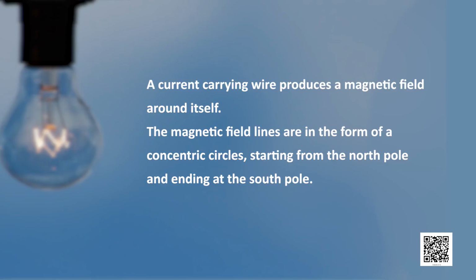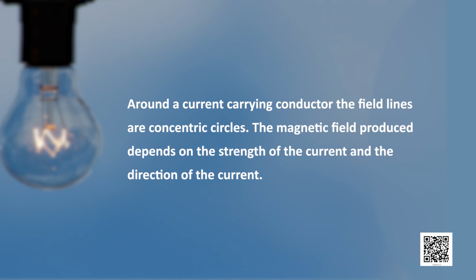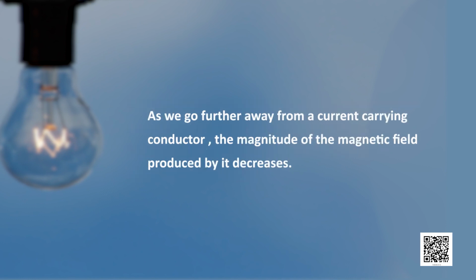So dear children, what have we learnt till now? A current carrying wire produces a magnetic field around itself. The magnetic field lines are in the form of concentric circles. Around a current carrying conductor, the field lines are concentric circles. The magnetic field produced depends on the strength of the current and the direction of the current. As we go further away from a current carrying conductor, the magnitude of the magnetic field produced by it decreases.